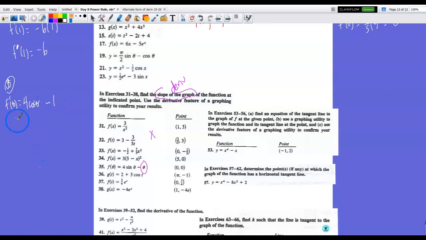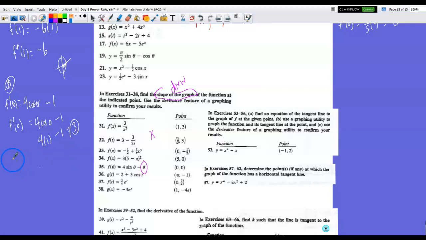And they want me to evaluate that at 0. So f prime of theta at 0 is equal to 4 times the cosine of 0 minus 1. And remember, from your unit circle, 0 is here, and cosine is the x value. So the cosine of 0 is 1, so that's 4 times 1 minus 1, which is equal to 3.